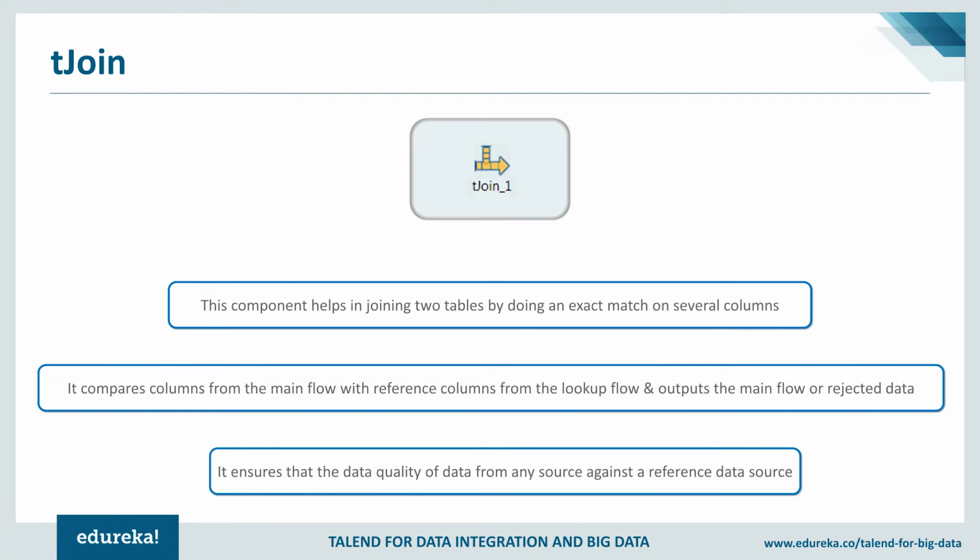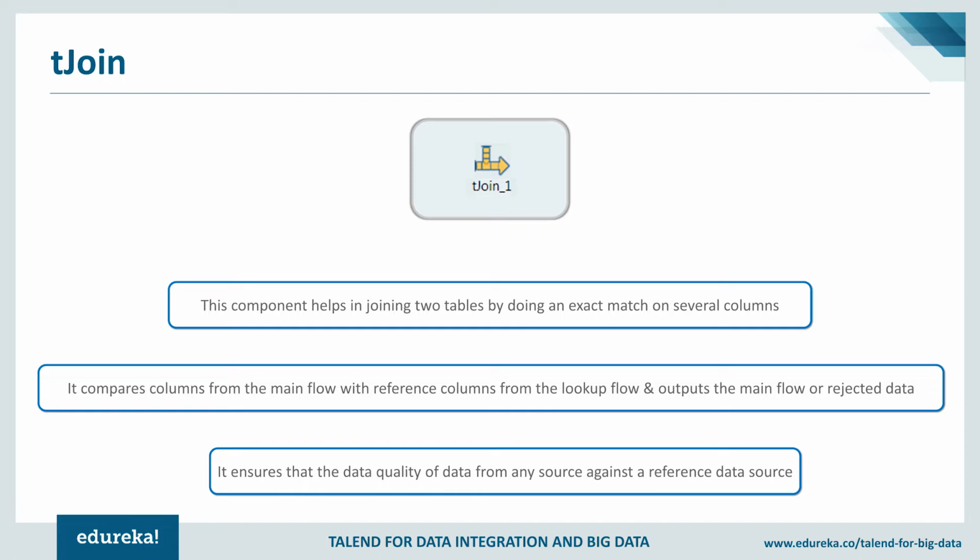So next we have tJoin. In tMap also, it can be used for joining one or more heterogeneous sources, but tJoin does the same job as well. This component helps in joining two tables, doing an exact match on several columns. It is used for joining alone, and it cannot filter out or change the number of fields, something like that, which tMap does.